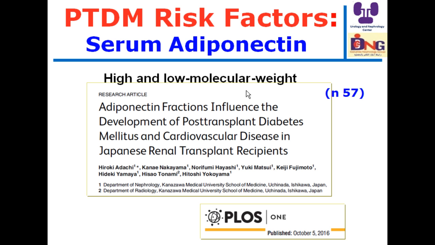Even in Japanese renal transplant recipients, visceral fat area and adiponectin fractions were significant factors for the development of both cardiovascular disease and post-transplant diabetes. The visceral fat area was inversely correlated with serum high molecular weight adiponectin. Furthermore, the visceral fat area was positively correlated with low molecular weight adiponectin ratio. So this is maybe a link between obesity and development of diabetes.